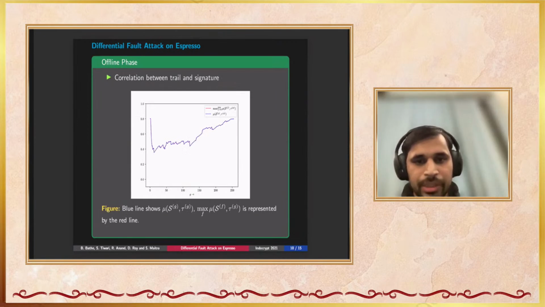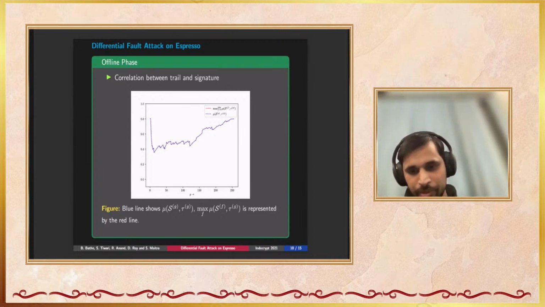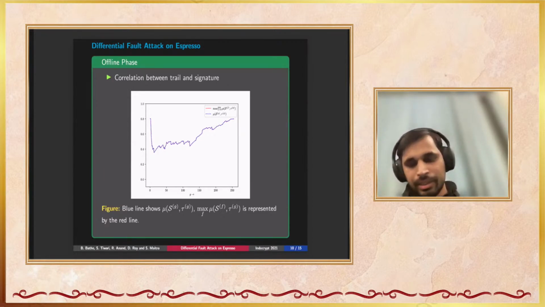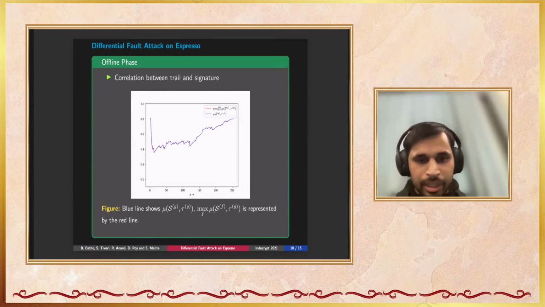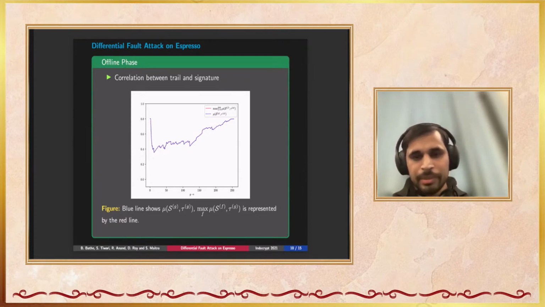This shows the correlation between the trail and a signature, and as you can see here, the maximum correlation between a certain F and a certain unknown G is exactly the correlation between the signature at that point and the trail of exactly that fault location. This means that it was very easy to locate faults injected in Espresso.